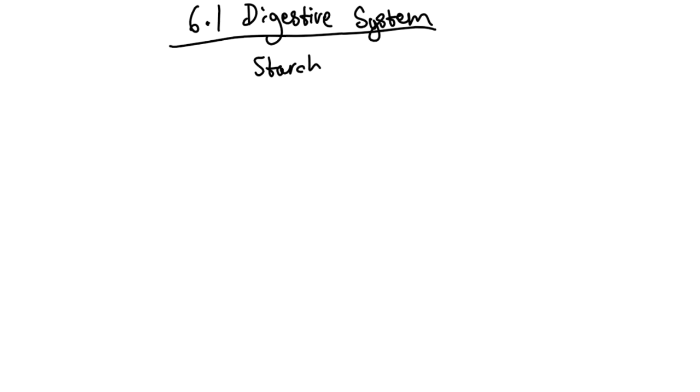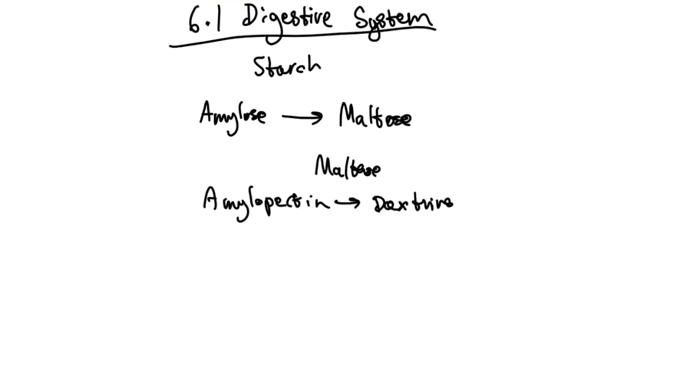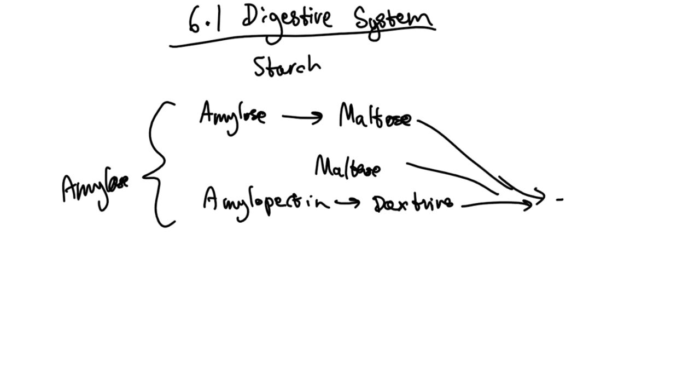Amylase breaks down amylose into maltose. So we go from a polysaccharide, amylose, to a disaccharide, and maltose is broken down by maltase. Amylopectin is broken down into dextrins, which is also the action of amylase. Both dextrins and maltose are broken down into glucose monomers through the action of maltase. Glucose is used to make ATP.